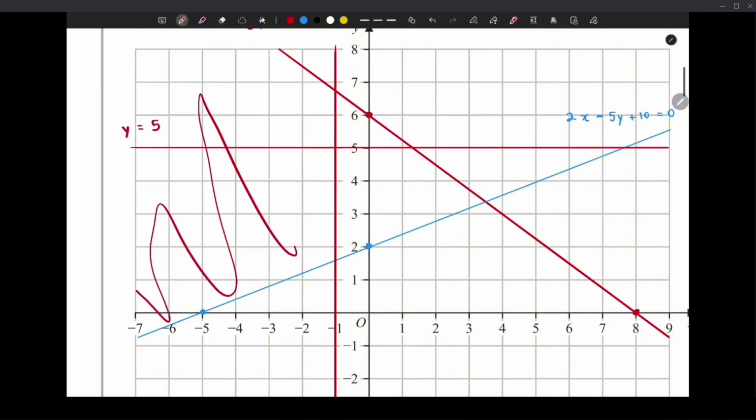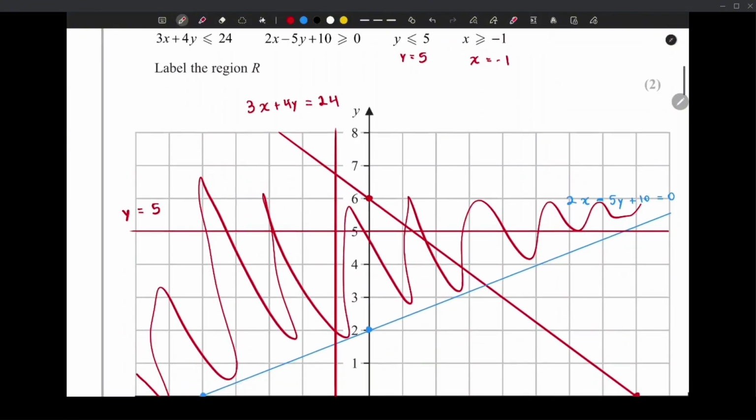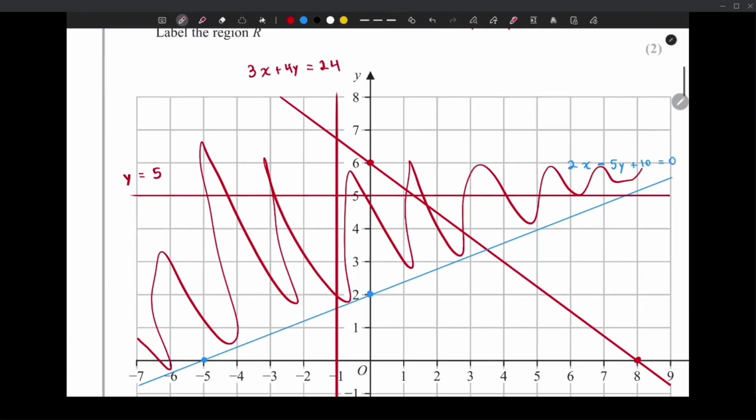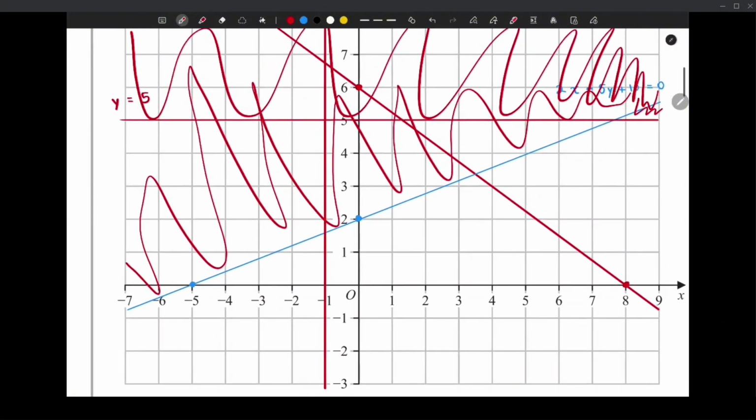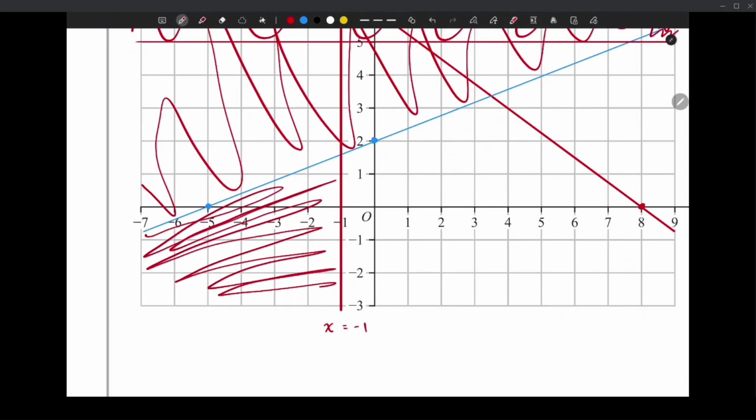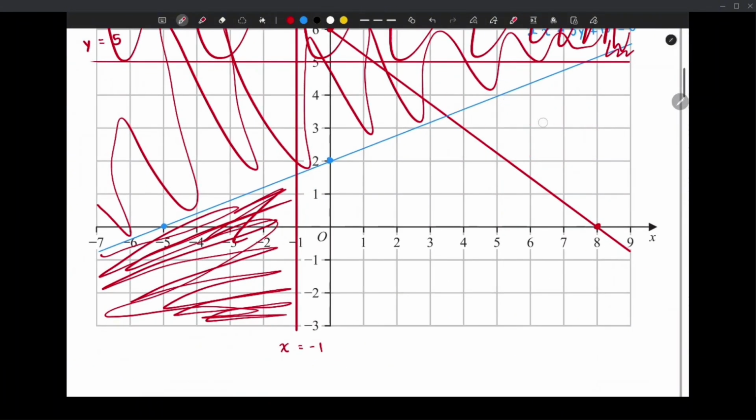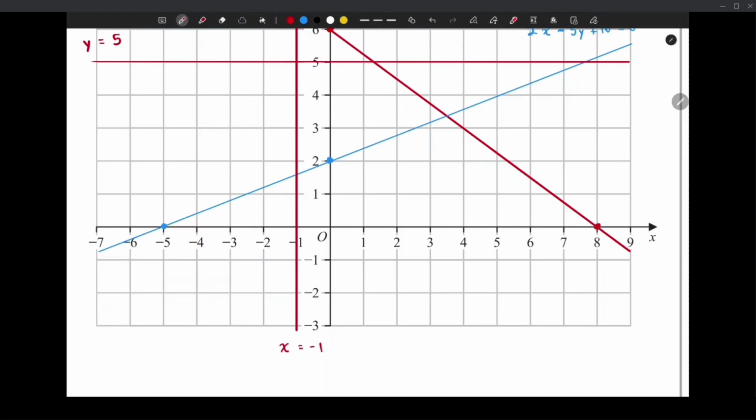So this part will be omitted. And y is less than or equal to 5. So this part will also be omitted, including this one. And this part will also be omitted because x is greater than or equal to -1. And this part is omitted. So the only region which follows all of the inequalities is this region.